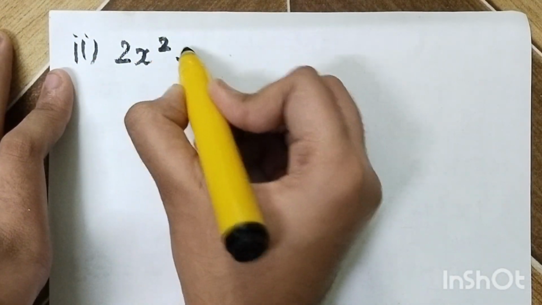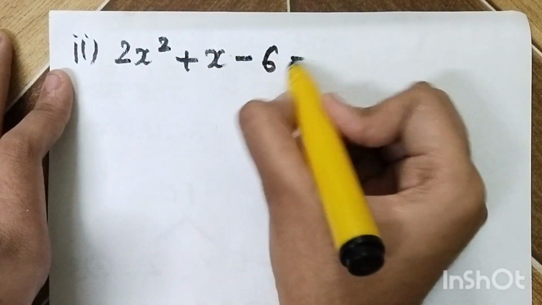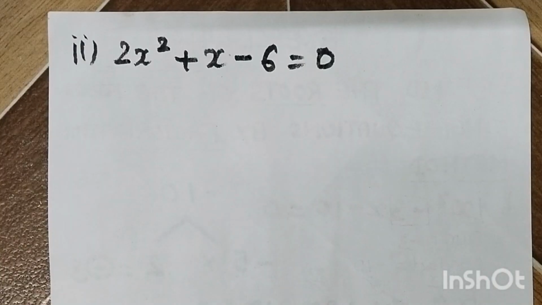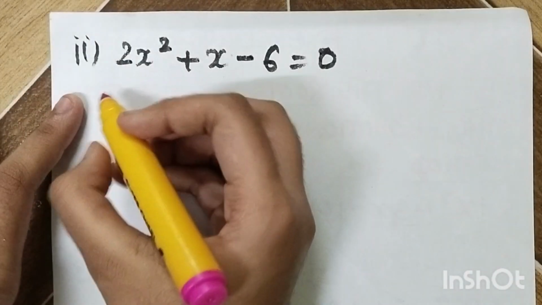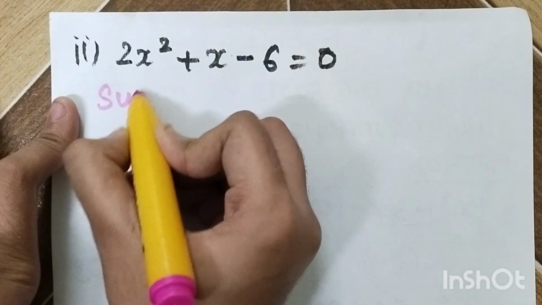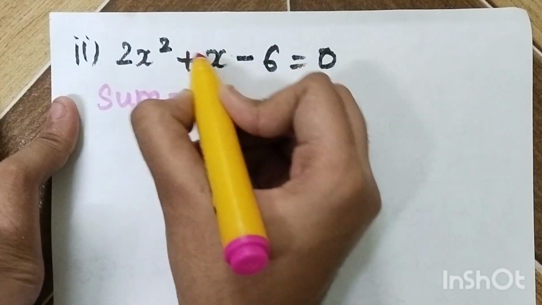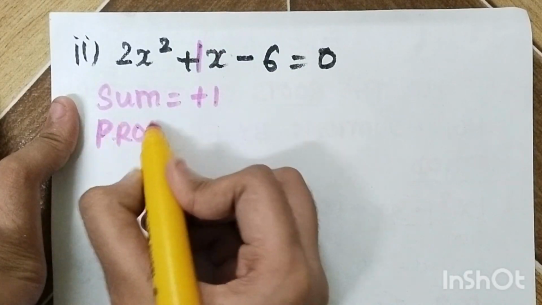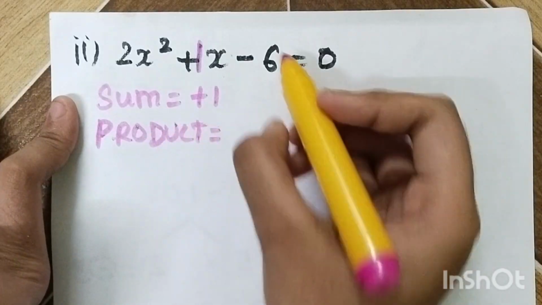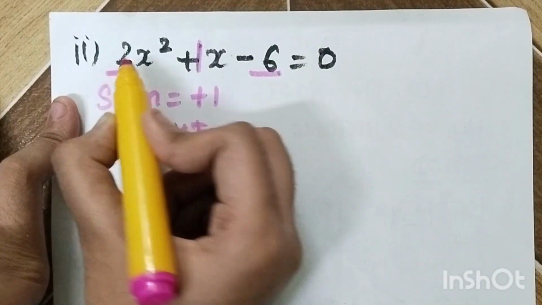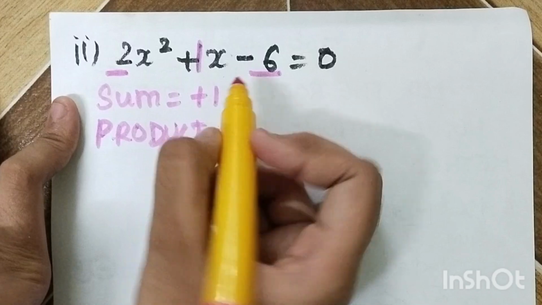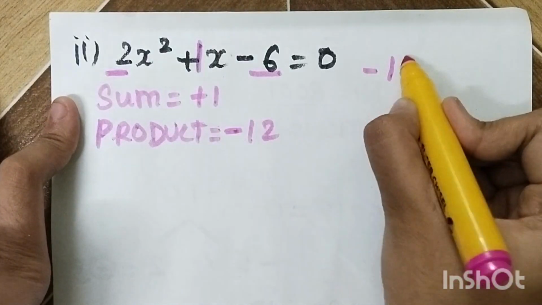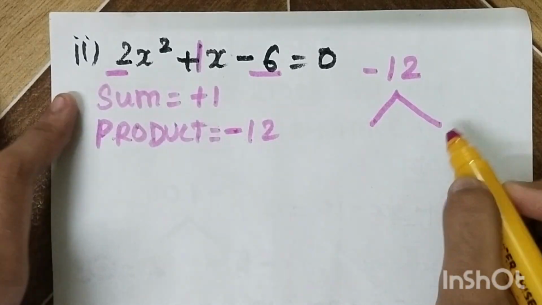2x square plus x minus 6 is equal to 0. Okay, so now we will split this. First I will write the sum. My sum is plus 1. So this is my sum, right? So it is plus 1. And my product is 6 into the coefficient of x square, which is 6 into 2, which is 12, and here minus, so minus 12. So I'm going to split this minus 12.